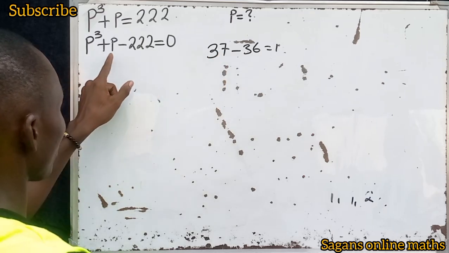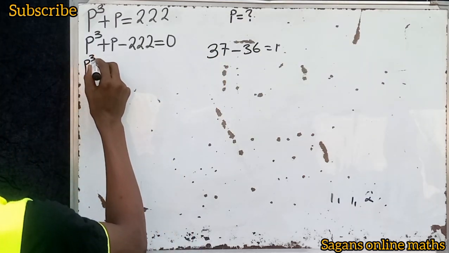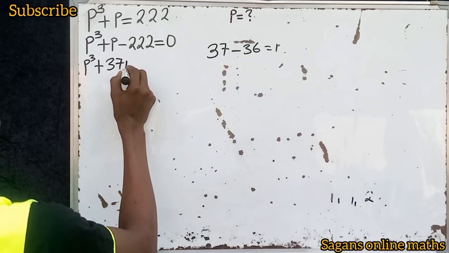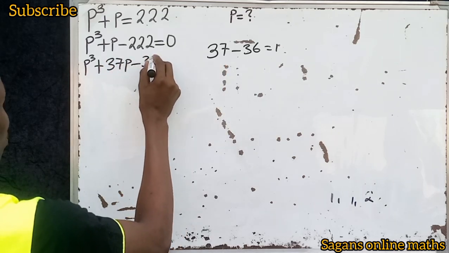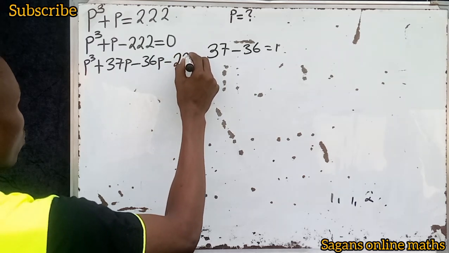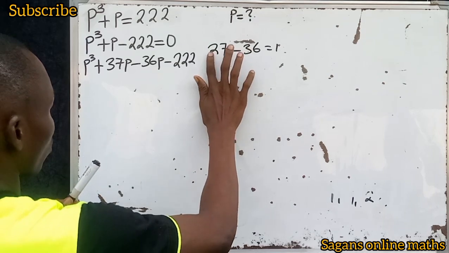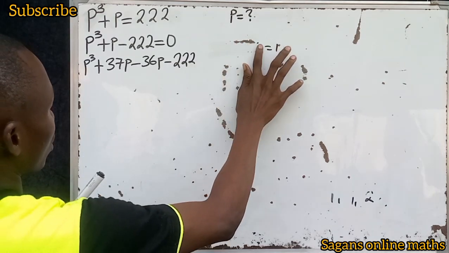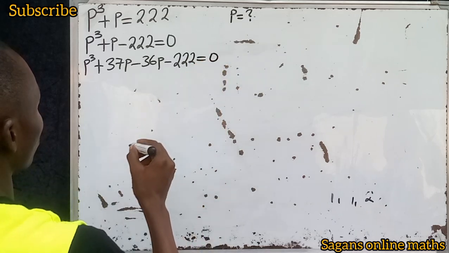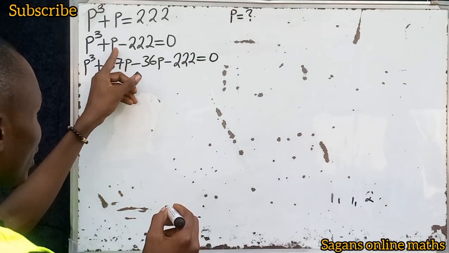In place of this p we are seeing here, we can write it as p to the power of 3 plus 37p, minus 36p, minus 222 equals 0. Because 37p minus 36p gives us p.